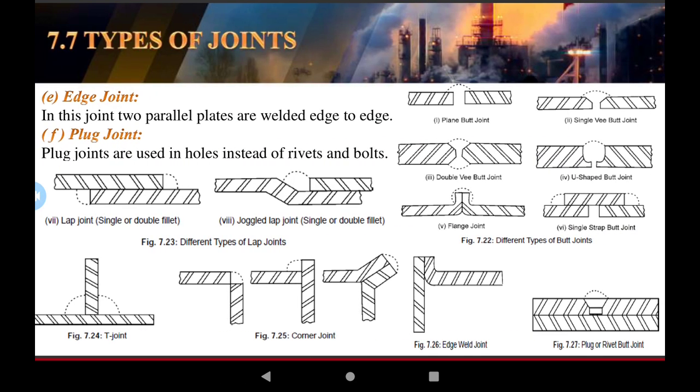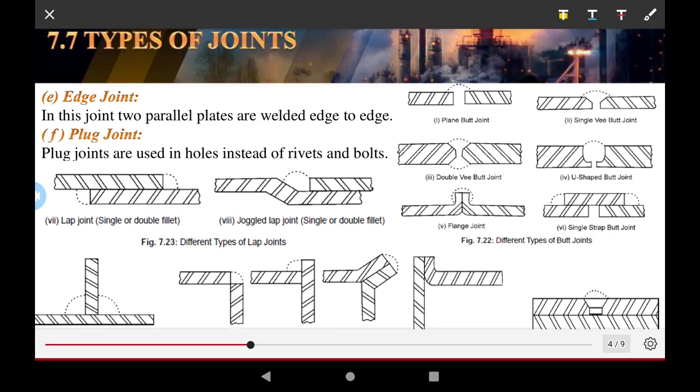Plug joint. In this joint, a pillar or plate is welded at the edge. These plug joints are used to hold in place instead of a rivet or bolt. Plain butt joint.